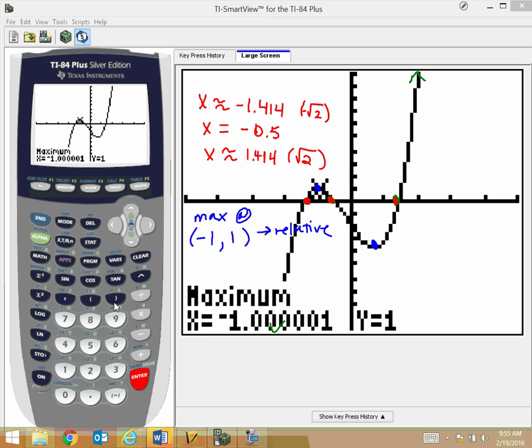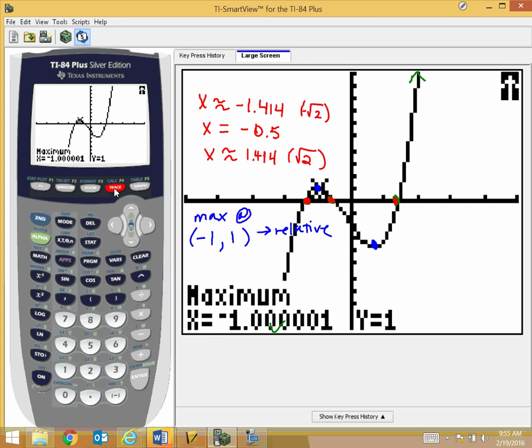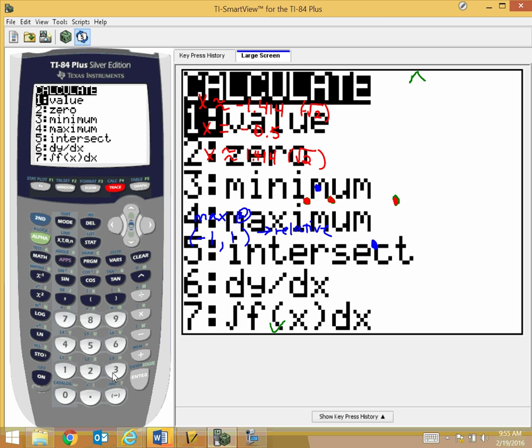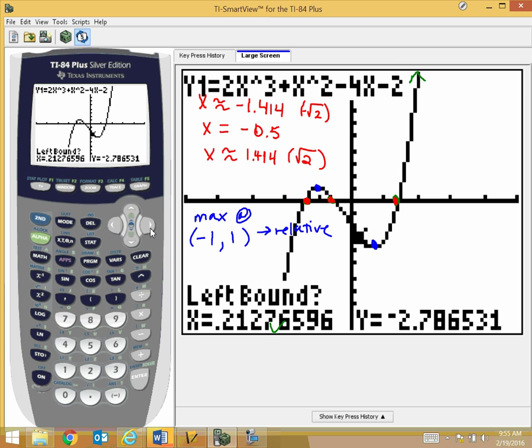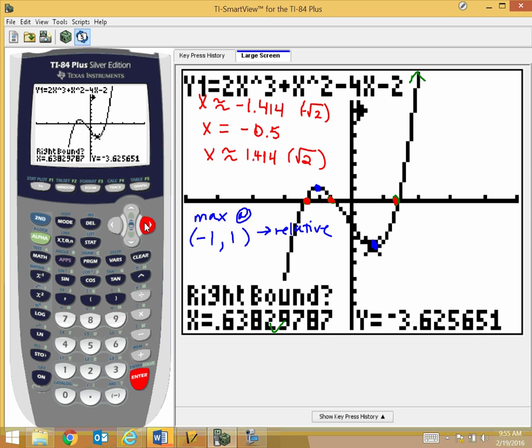I'm going to do the same for the minimum. Second calc 3 this time. I'm going to cursor a little bit to the left of where the minimum is. Hit enter. A little bit to the right.